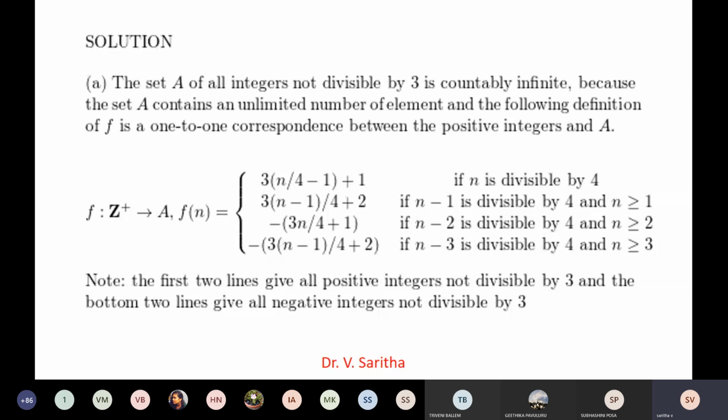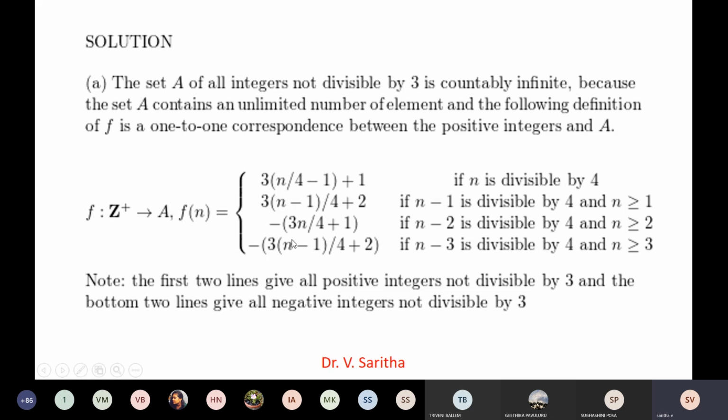Now, here we are talking about all the integers not divisible by 3. When you divide any number by 3, if the remainder is 0, we say that it is divisible. So when it is not divisible, what will the remainders be? 1 and 2. And because we are talking about integers, we will have both positive and negative integers. So the remainders could be -2, -1, 1, 2, right? The 4 remainders are possible in this particular case. That is the reason why we have 4 different cases.